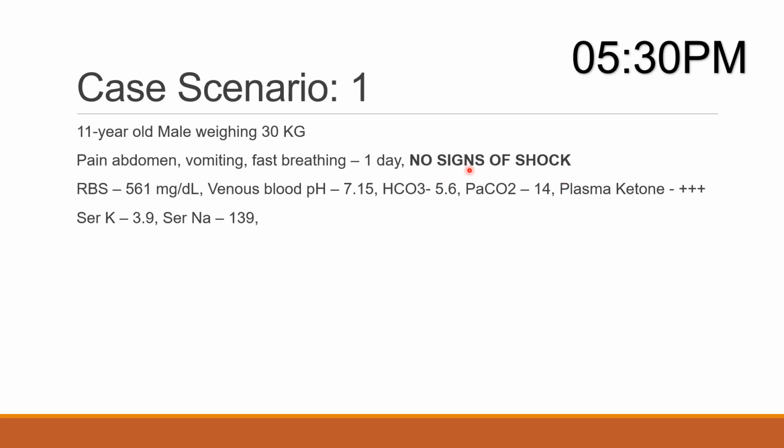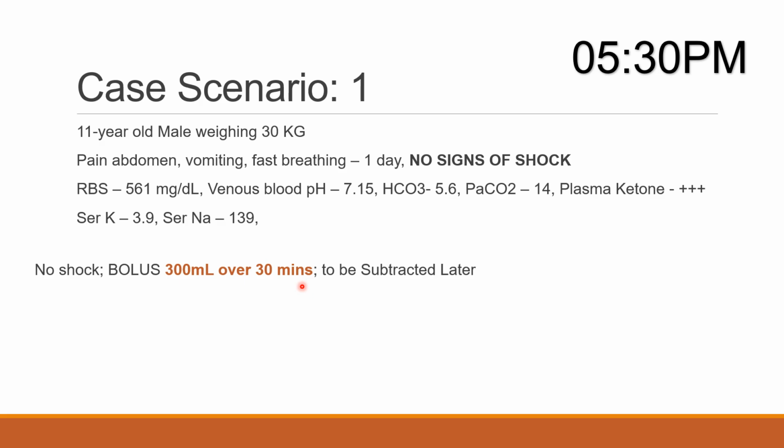As it is already mentioned here that there are no signs of shock, what was our first recommendation? No shock, so we'll give 10 to 20 ml per kg of bolus over 20 to 30 minutes. So suppose if we give a 10 ml per kg bolus, that is 300 ml over 30 minutes, this bolus has to be subtracted from the deficit calculation later. Now let's pause the video and calculate the total fluid requirement of the patient.